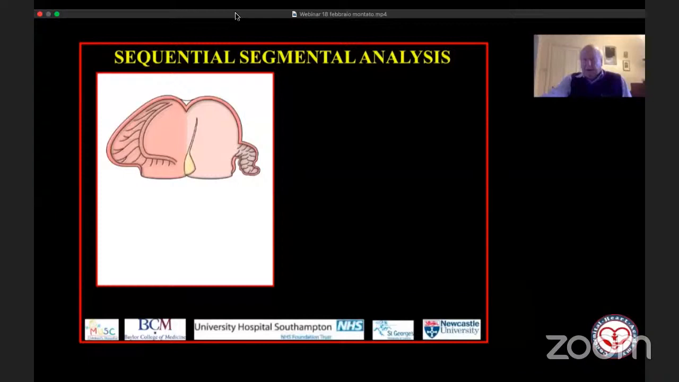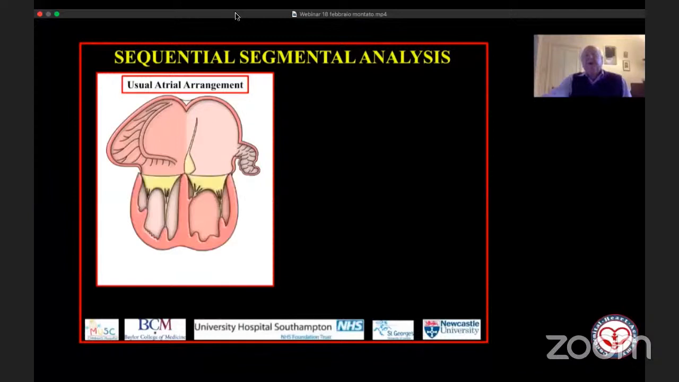So we've looked at the situation in which we have concordant atrioventricular connections. But you all know very well that that is not always present when we have usual atrial arrangement. Because in certain circumstances, there can be left-handed ventricular topology when we have usual atrial arrangement. And almost always that means that the atrial chambers then connect in discordant fashion to the underlying ventricles.